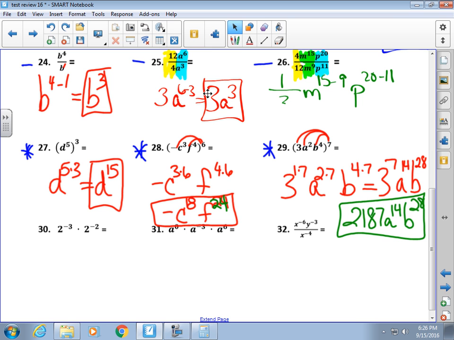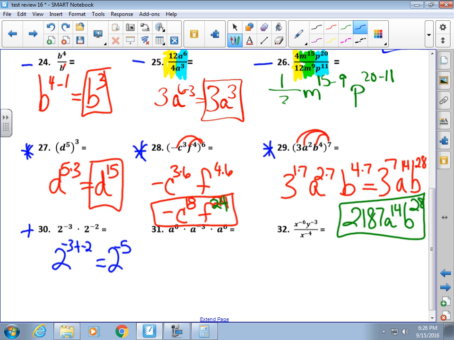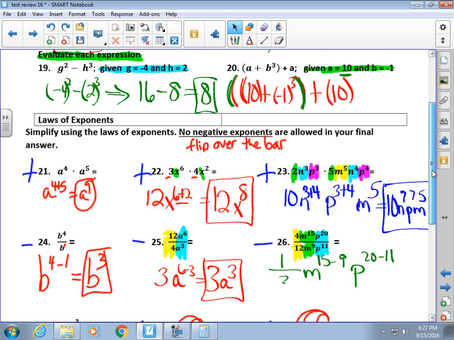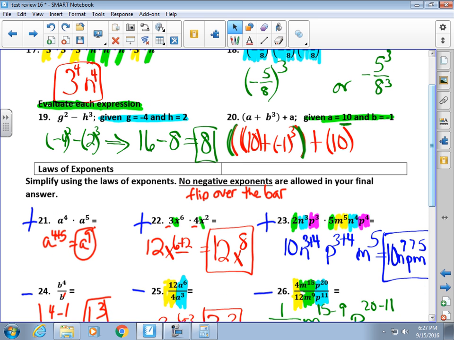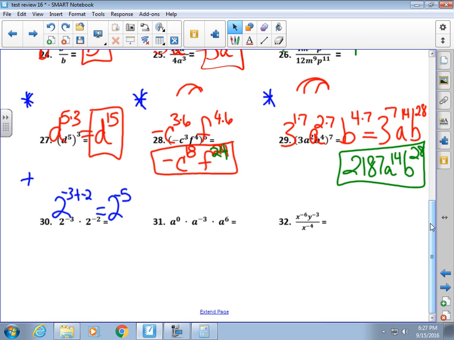All right. 30. I'm multiplying, so this tells me to add the exponents. That's the first thing I'm going to do. So I have the base of 2, and I have negative 3 plus a negative 2, which is 2 to the negative 5. My rule tells me at the top, if I go back up, right here, no negative exponents. So my rule is flip it over the bar. So let's do that. Let's flip it over the bar.